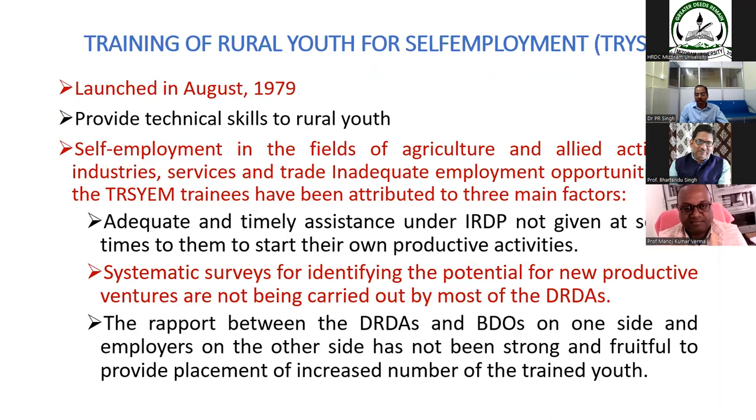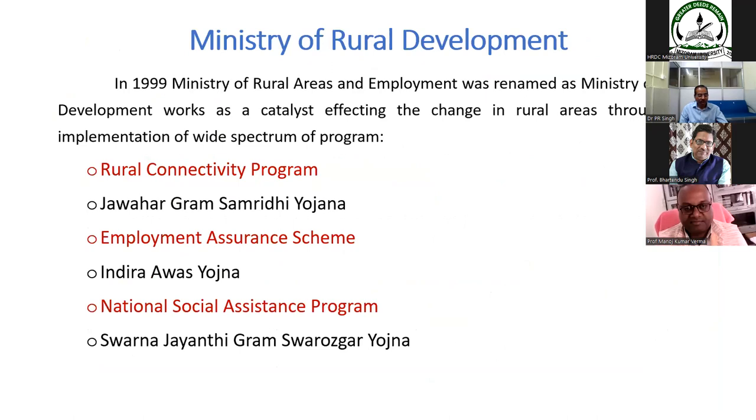Then, I have discussed all these things. The Ministry of Rural Development was earlier known as the Ministry of Rural Areas and Employment. Then in the year 1999, the Ministry of Rural Areas and Employment was renamed the Ministry of Rural Development. The major emphasis of the ministry is providing these things: Indira Awas Yojana, National Social Assistance Program, Swarnajayanti Gram Swarozgar Yojana. So these programs are included under the flagship programs of our rural development.